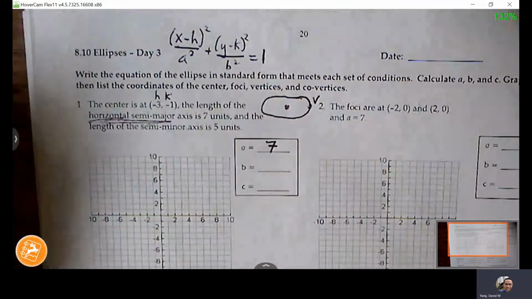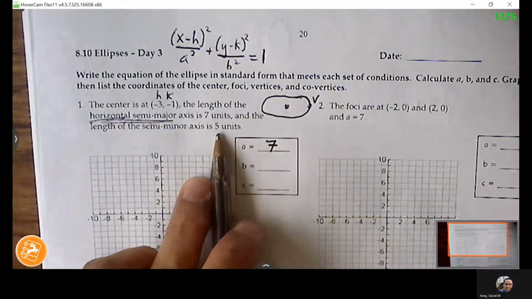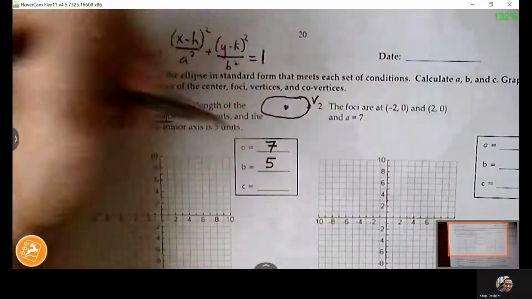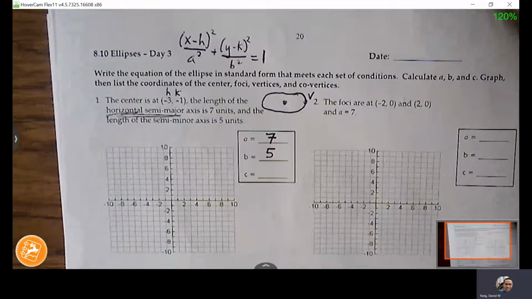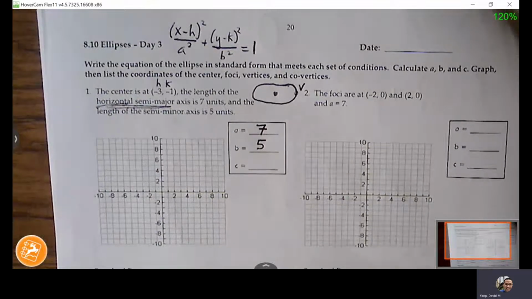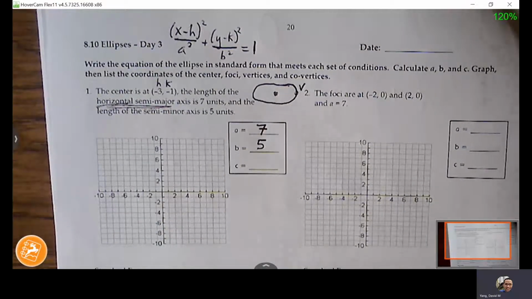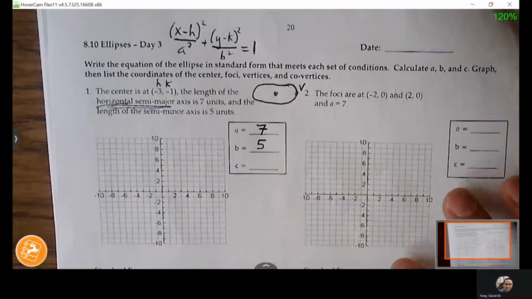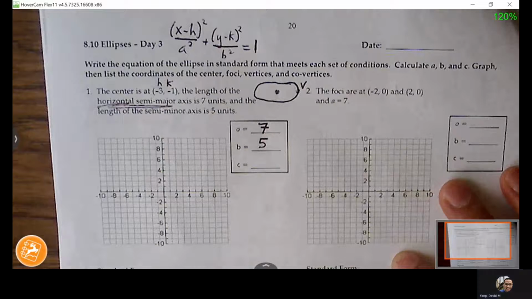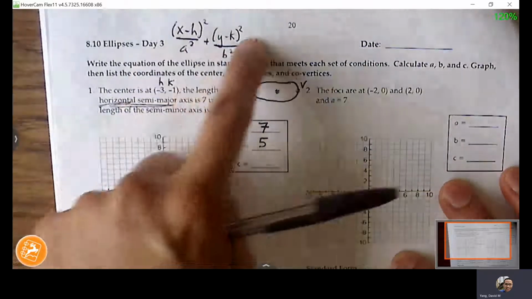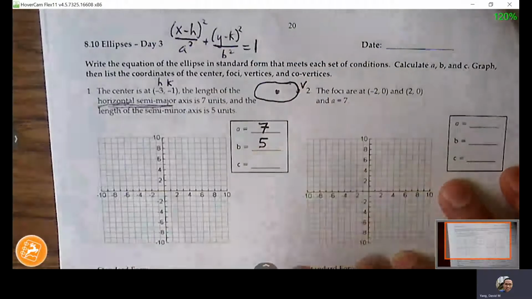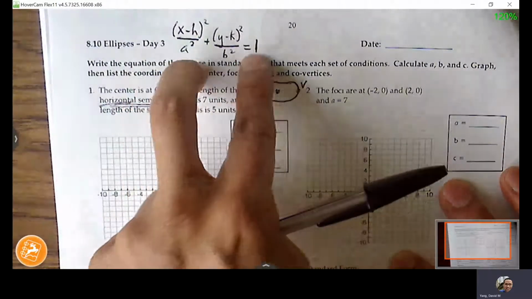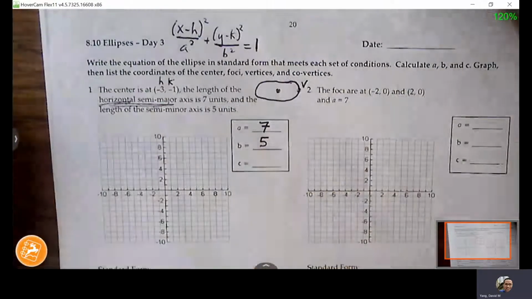And the length of the semi-minor axis is 5 units. So that's our what value there? B, yeah. So that makes it easier because everything is pretty much given to us. We just have to put it into the equation and also to graph it as well. All right, so to write the equation, we can just put it into this form here. H, K inserts into the equation, the A and B. Make sure we square them. So here's our equation.